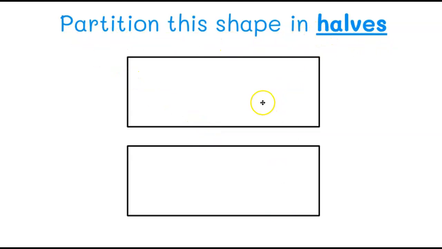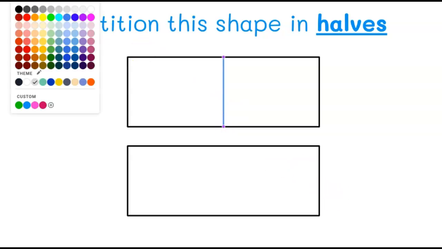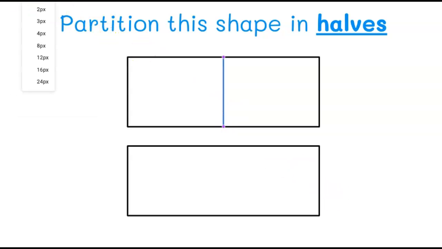But I want these halves to look different. So I'm going to get my line tool, and the first one's simple. I'm just going to cut it in half. All right, I did it. I split my shape into 2 equal parts. This amount is exactly the same as that amount. So I have split my shape into halves.